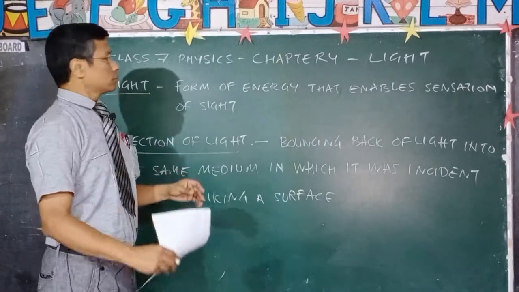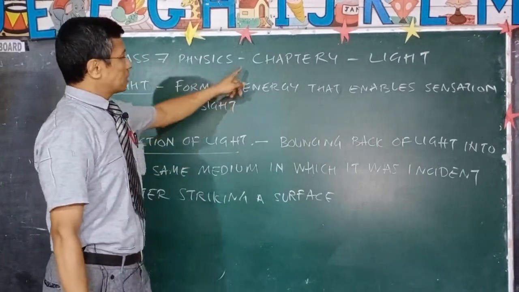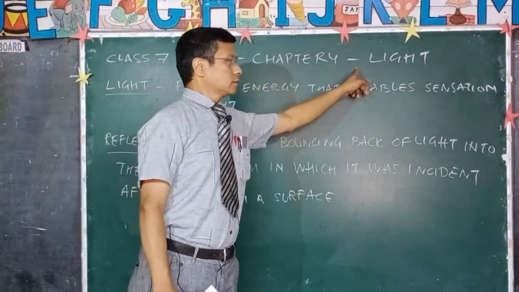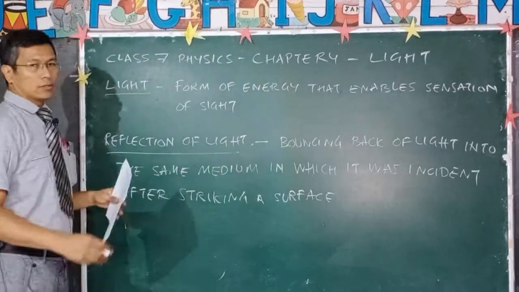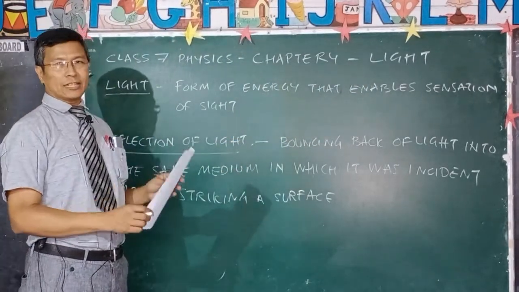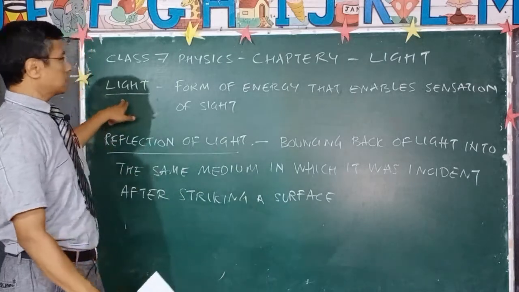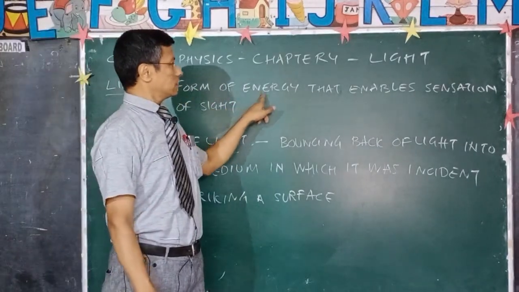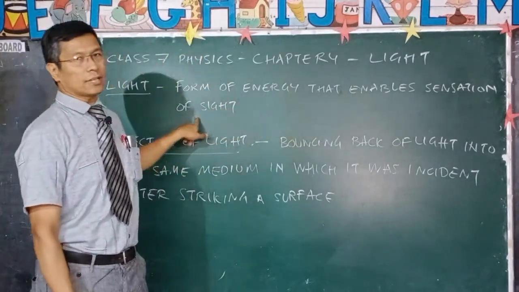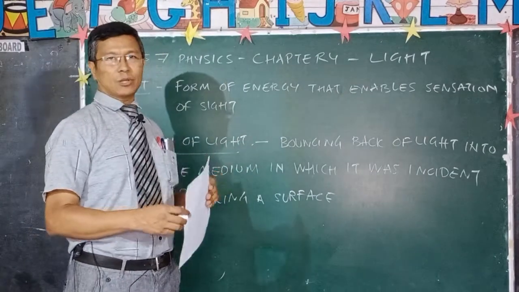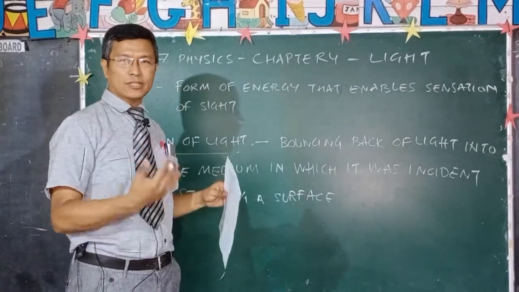Today we'll be doing chapter number 4, and the chapter is light. So first, let's start with the definition of light. Light is a form of energy that enables sensation of sight. It means that because of light, you are able to see.